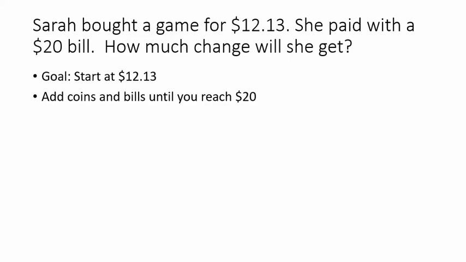In our second example, Sarah bought a game for $12.13. She paid with a $20 bill. How much change will she get? What we're going to do is start at $12.13. We're going to add our coins and bills until we get up to 20.